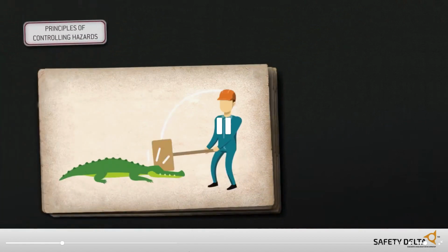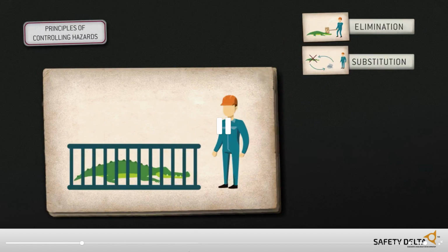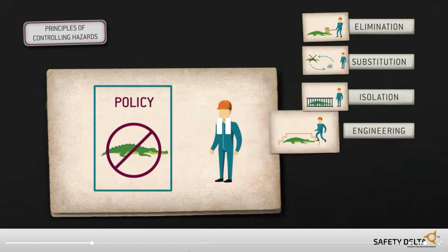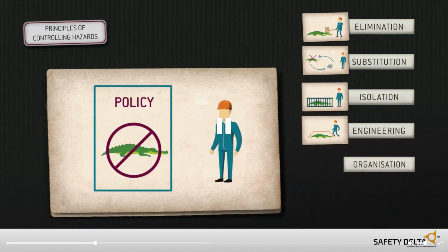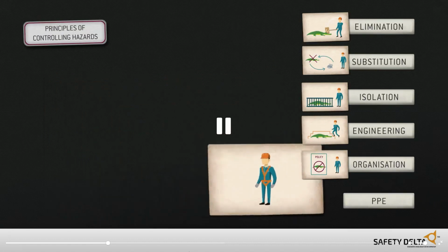There are actually 6 principles of controlling hazards, which can help you protect yourself from hazards. Start by using elimination, followed by substitution. If it didn't work, then try isolation. You can also do some engineering, or maybe it's all about the organization. And your last line of defense is by using personal protective equipment, or PPE.